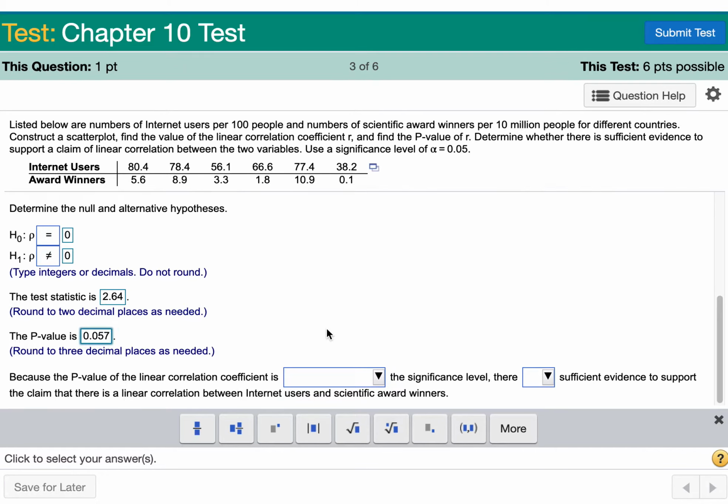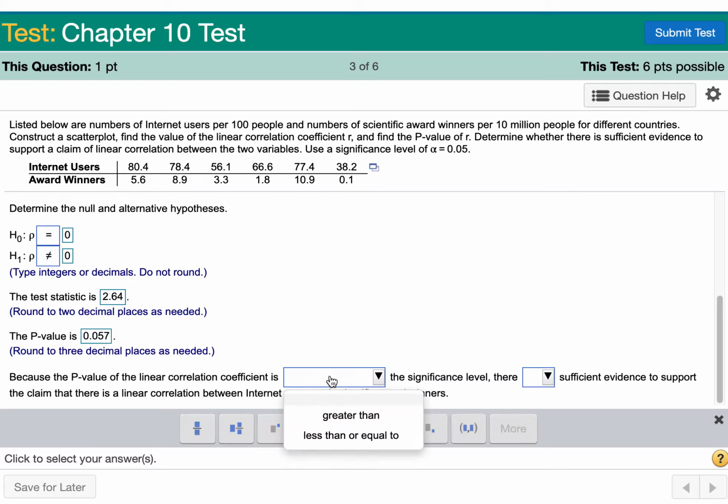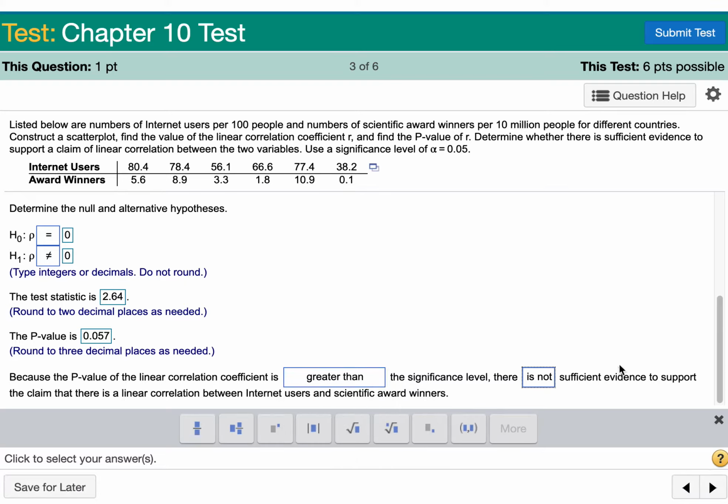And then it says, because the p-value of the linear correlation coefficient is... well, the significance level is 0.05, and 0.057, the p-value, is bigger than that. So because the p-value is greater than the significance level, there is not sufficient evidence to support the alternative hypothesis, which is the claim that there is correlation between the users and the award winners.